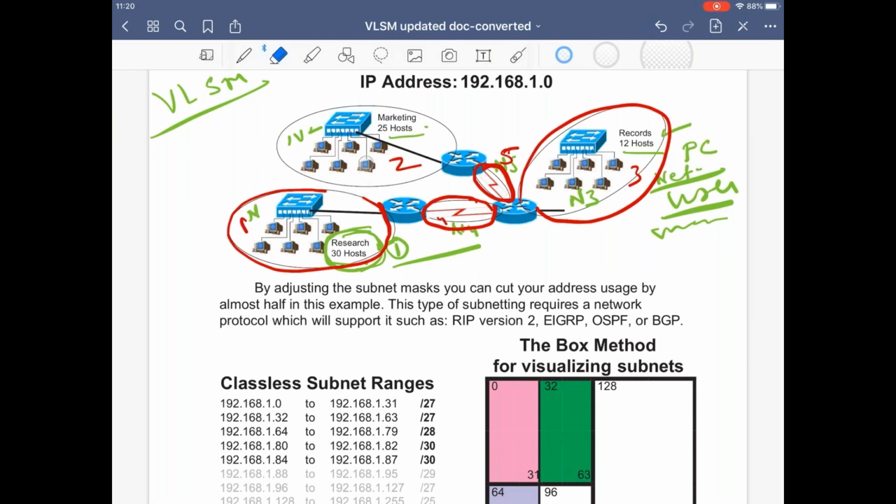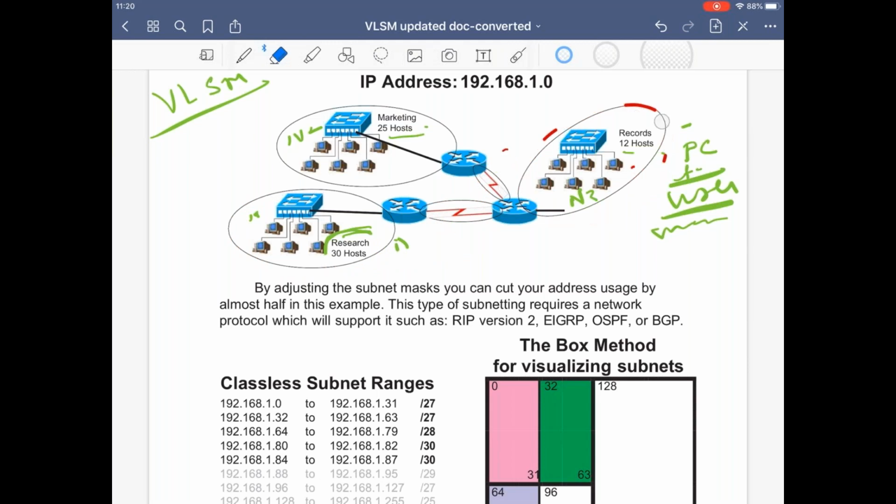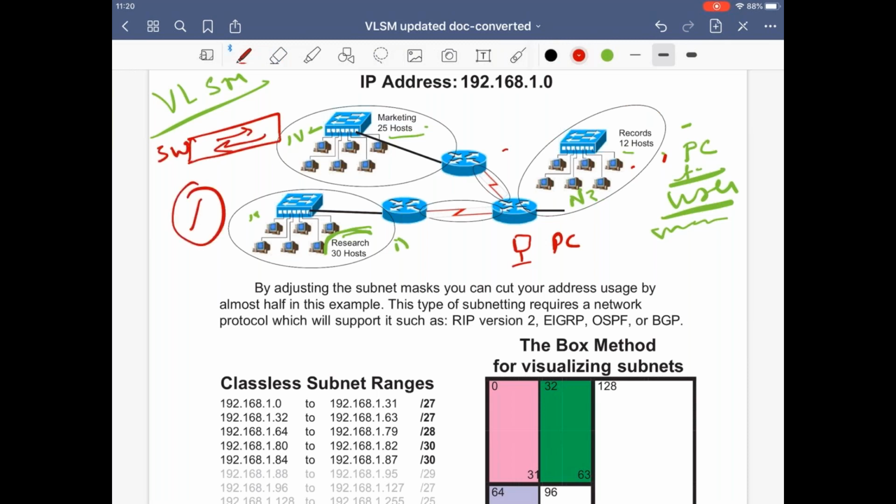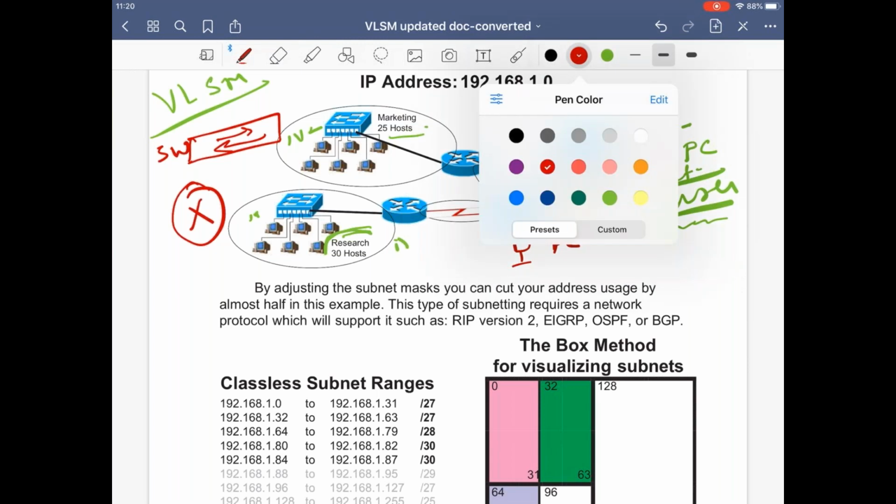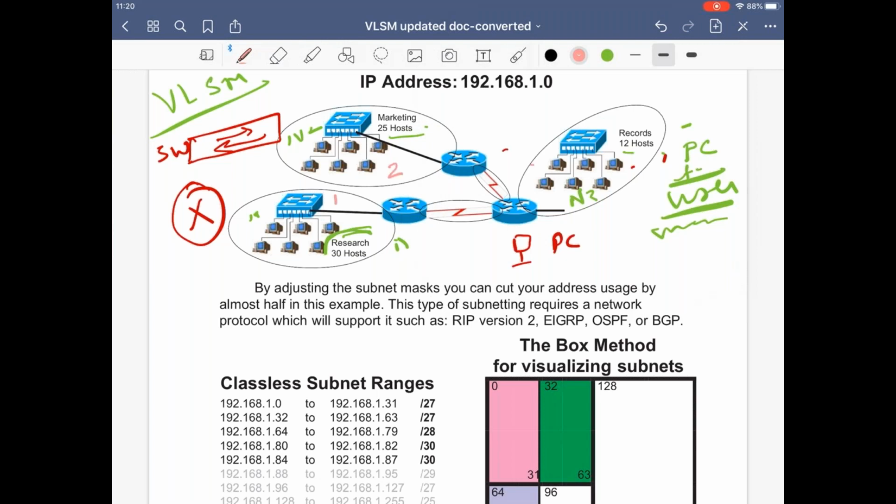And the rectangle box, is that a switch? Because I see all the computers connected to that. Yeah. This is your PC. This is your switch, and this is your router. Okay, so we have one network here, second network here, third network here, 4 and 5. Correct? Yes.